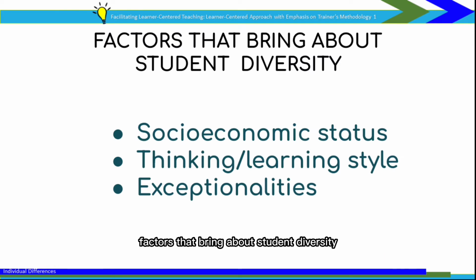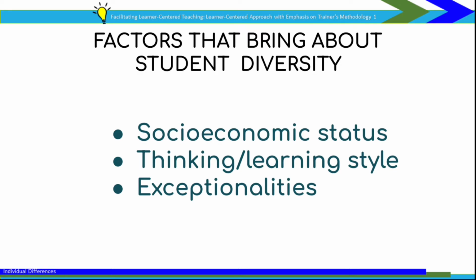Factors that bring about student diversity. In all learning environments, individuals interact with others who are in some ways different from them. This diversity comes from factors like the following: socioeconomic status, thinking or learning style, and exceptionalities. The millionaire's lifestyle differs from the middle income or lower income group. That is in relation to the socioeconomic status.